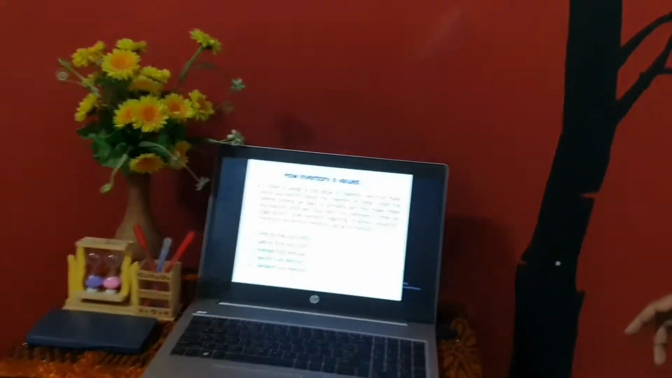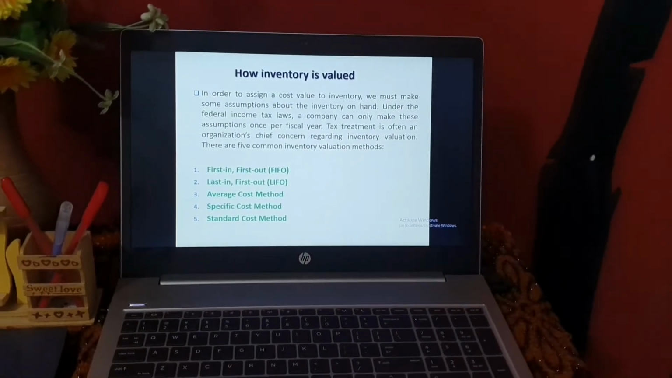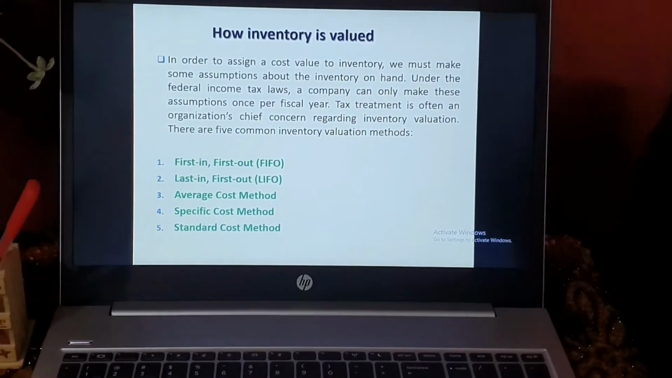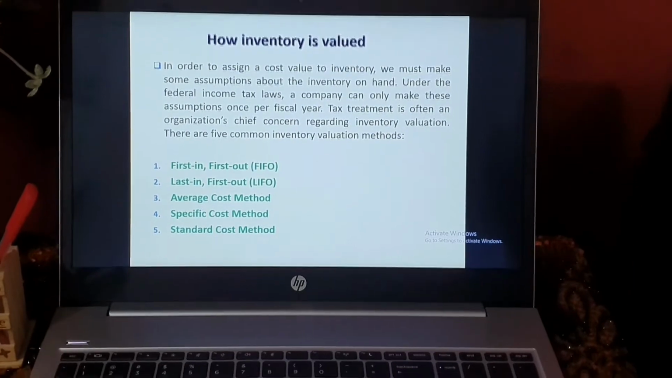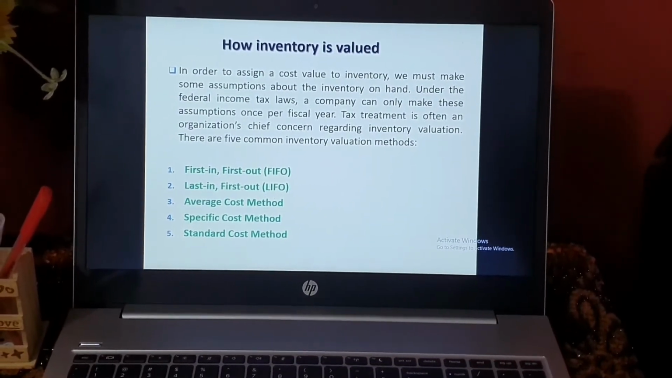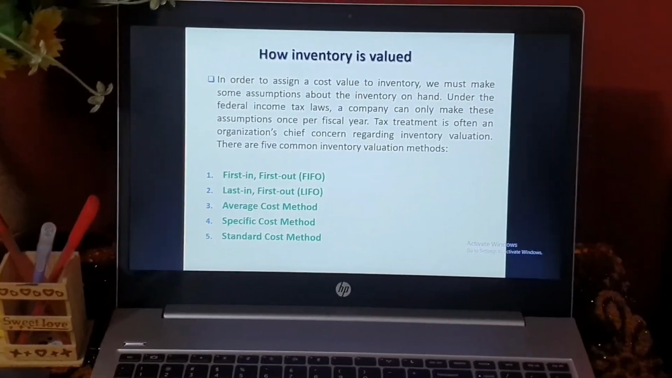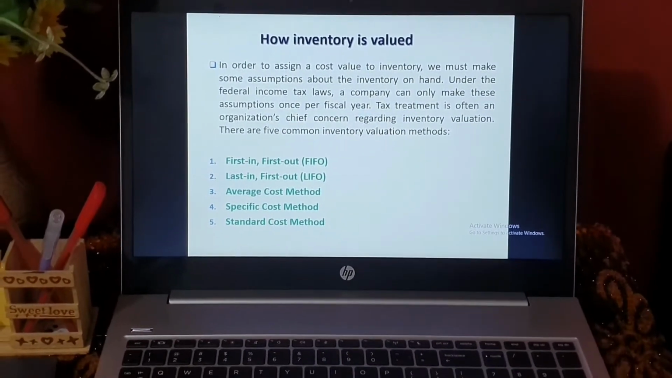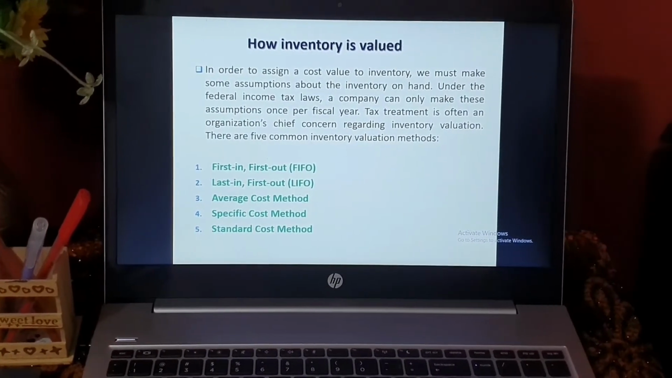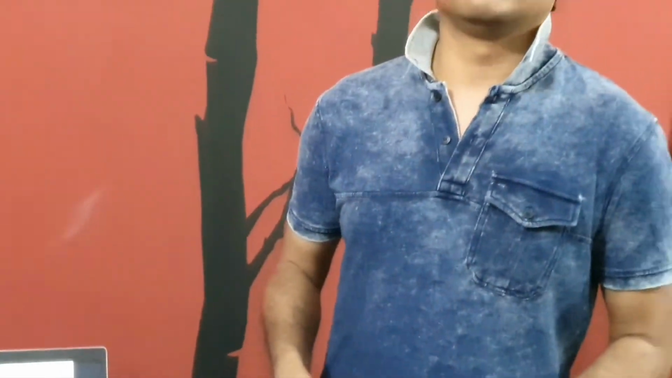Right. If you go to the first slide of the lecture, it says that in order to assign the cost value to inventory, we must make some assumptions about the inventory on hand. Under the federal income tax law, a company can only make these assumptions once per fiscal year. Tax treatment is often a very important concern, or I would say the chief concern, of any organization.